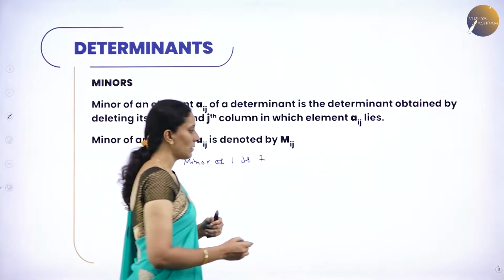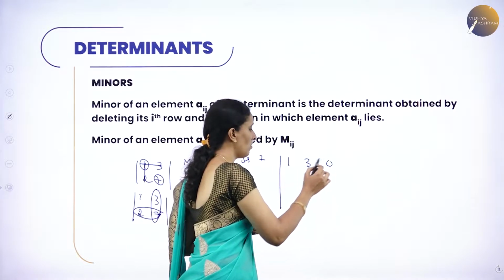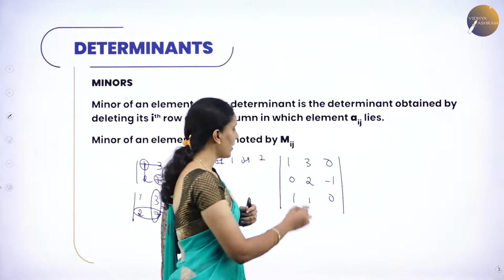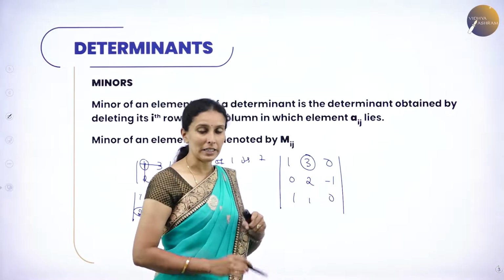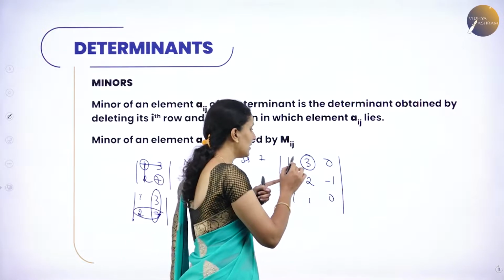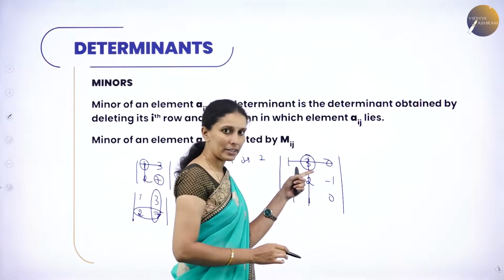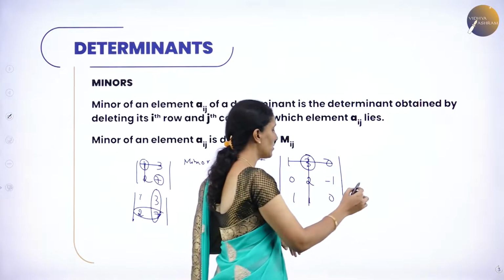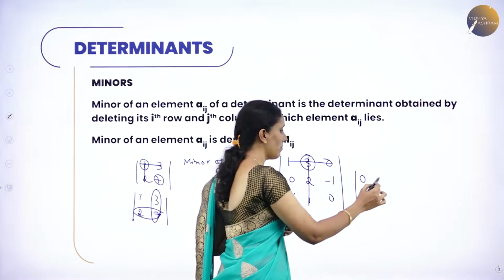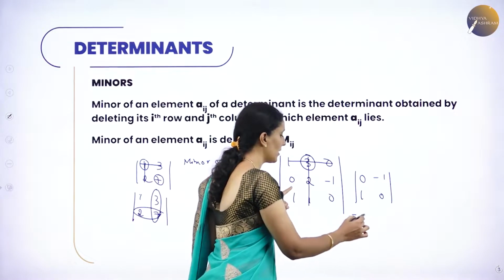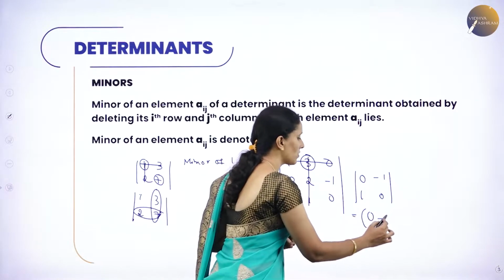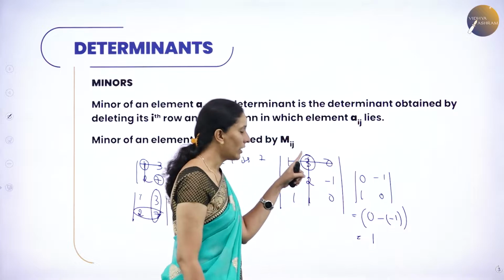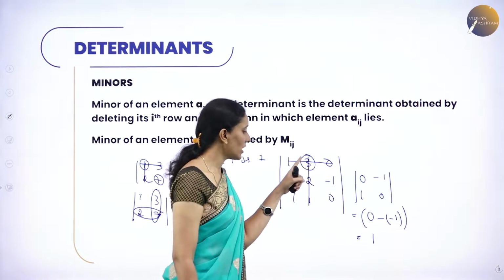But in the case of a 3 cross 3 matrix, consider 1, 3, 0, 0, 2, minus 1, 1, 1, 0. Now, what is the minor of element 3? What does the minor definition say? Delete the row and column containing 3. Here we have 4 elements, and we take the determinant of them: 0, 1, minus 1, 0. Directly, 0 into 0 is 0, minus 1 into minus 1 becomes minus 1. Therefore the answer is 1. So the minor of element 3 is 1.